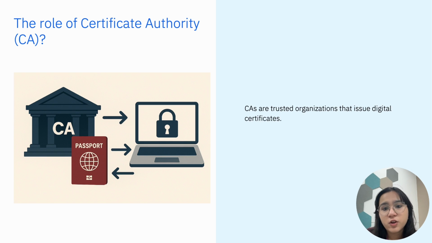Think of a Certificate Authority, or CA, as the passport office of the internet. Their job is to check credentials, verify identity, and issue digital certificates that everyone trusts. Just like you wouldn't accept a homemade passport at an airport, your computer won't trust a certificate unless it's from a recognized CA. They are the gatekeepers of digital trust, making sure everyone is who they claim to be.